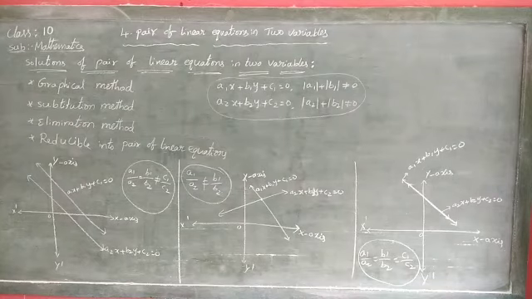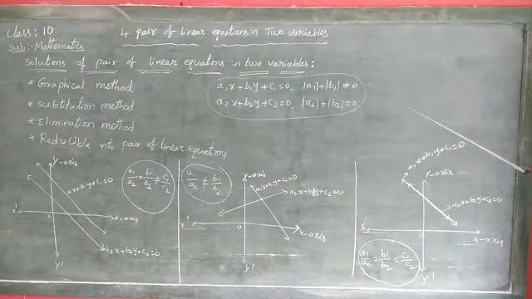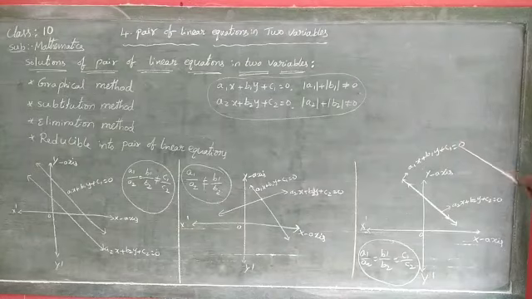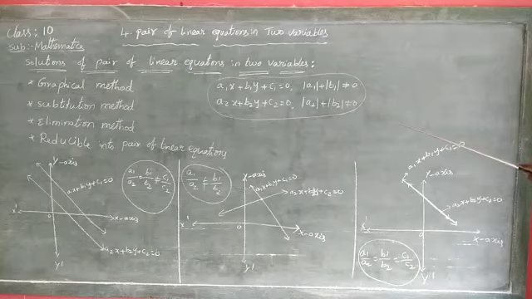Up to yesterday we discussed the general form of linear equations in two variables, or a system of linear equations, which are in the form a1x plus b1y plus c1 equal to 0, where modulus of a1 plus modulus of b1 is not equal to 0, and a2x plus b2y plus c2 equal to 0, where modulus of a2 plus modulus of b2 is not equal to 0.